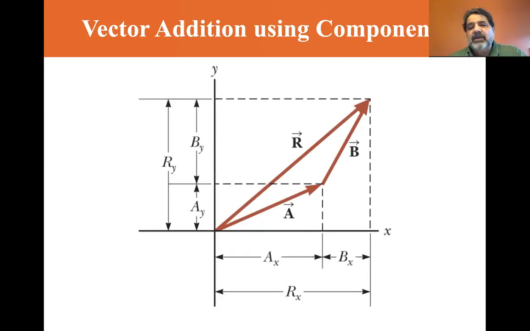Now, this is how it looks graphically. You can see that the AY and the AX are along the axes, and the BY and the BX are added to each one of those individually. So we see that the RX is the sum, indeed, of AX plus BX, and we can see that RY is the sum of AY plus BY, and that gives us our resultant R.